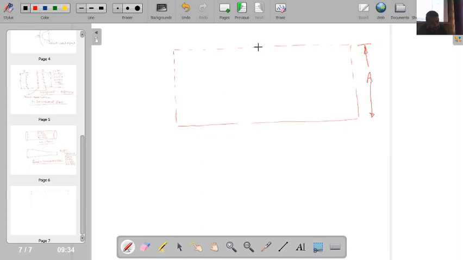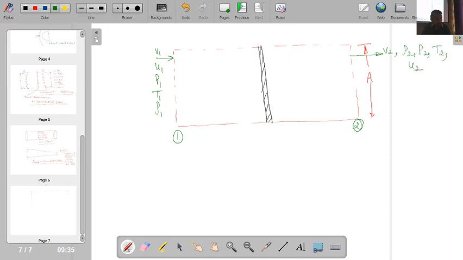Then I have presence of a normal shock wave over here. Okay, and then this is my point number 1 and this is my point number 2. So at point 1 I have velocity V1, internal energy U1, pressure P1, temperature T1, and the parameter I have left, density rho1. At point 2, I will be having velocity V2, density rho2, pressure P2, temperature T2 and internal energy U2.